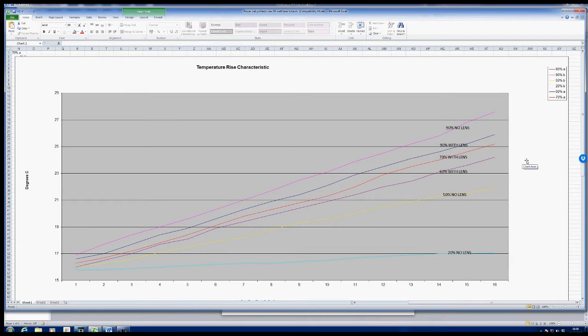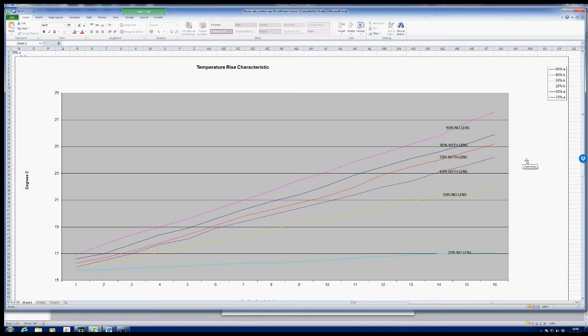So let's take a look at the results of my calorimeter tests. Now I must point out before we start looking at these graphs, I've put some separation in the start points so that you can see what the patterns are. Starting at the bottom, the 20% graph shows that over a period of 15 minutes, we might have had something like about 1 or 2 degrees of temperature rise.